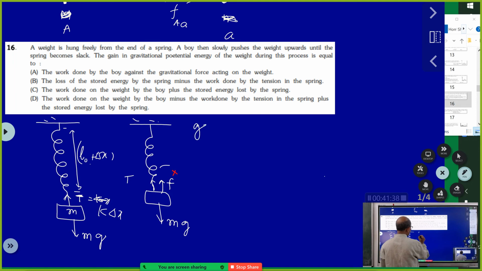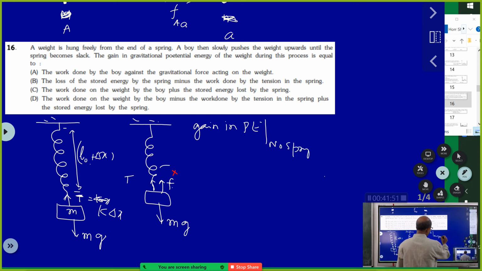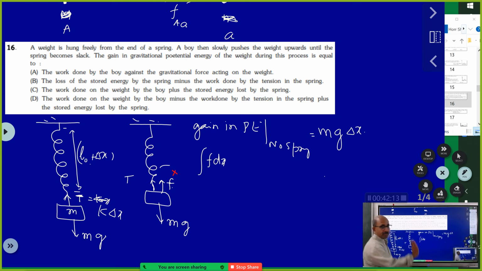So the gain in the potential energy, if the spring was not there, gain in potential energy, no spring, then it would have been mg into delta x. Correct? But what is happening here is, the potential energy that he is gaining is the integration of F dx, where F is the force applied by the boy in the upward direction.